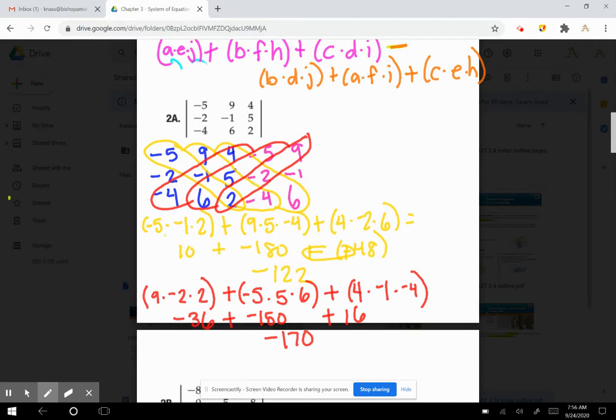Now to finish off our answer, remember it's that top left, so it's what we have in gold. It's -122. The determinant is equal to -122 minus a -170. What students sometimes forget is you're subtracting those two. So negative times negative in the middle becomes positive. So 122 minus 170 is -48. And that's our lesson for today.